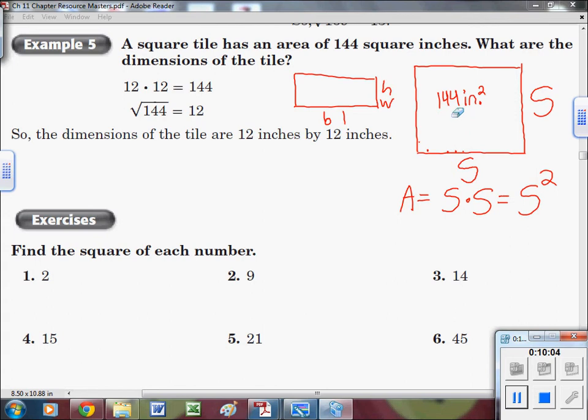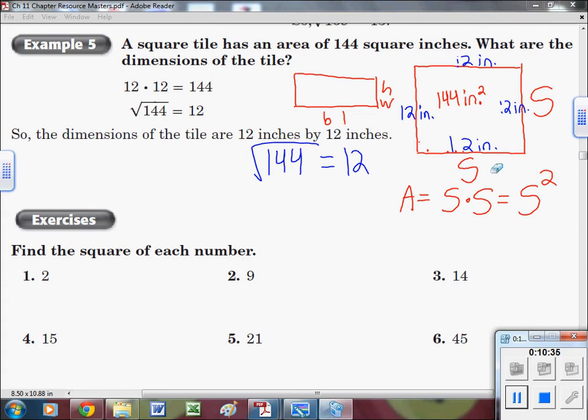So if we know the area, we need to go backwards to find the side length. We got to go back to what we said earlier. What's backwards of squaring? And we said it was square rooting. So if you take the square root of the 144 square inches, the answer is going to be the length of the side. So that tells you this side is a length of 12 inches, which means this one has a length of 12 inches, and this one too. So they all are 12 inches.